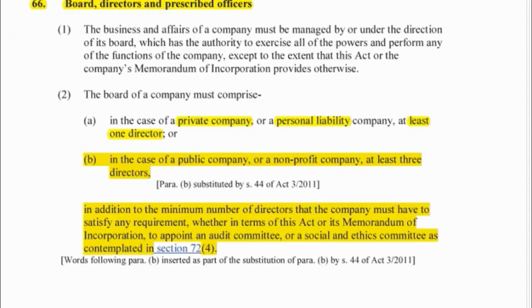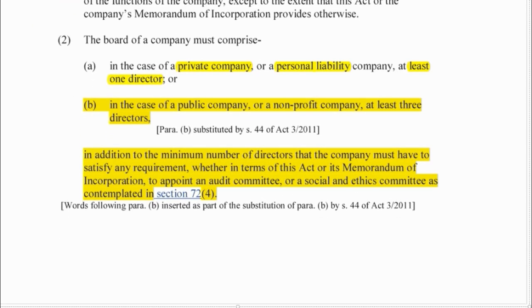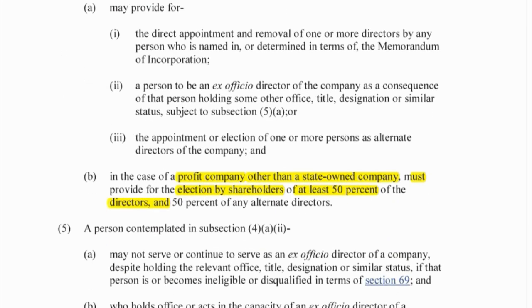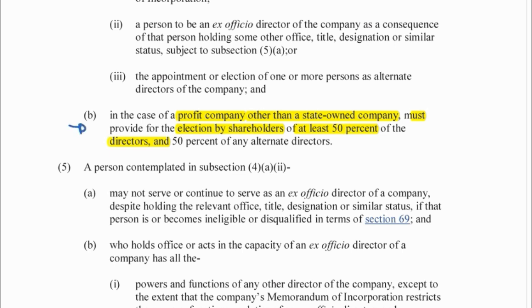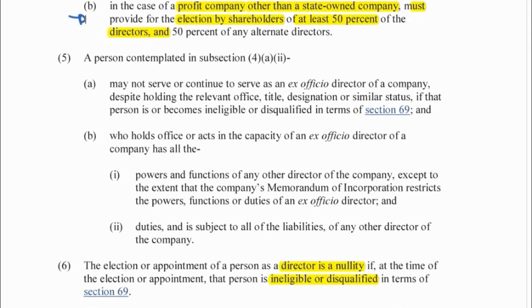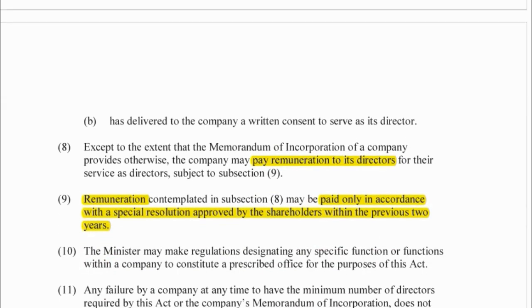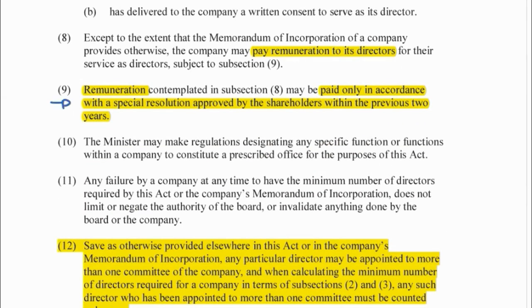Okay, quickly, 66. You can see it actually tells you 1 for private, 3 for public or non-profit. Okay, and then it talks about how for profit companies, at least 50% of the directors should be elected by shareholders, but ultimately, guys, we'll see now that all directors should be appointed by shareholders, and their remuneration is authorized by a special resolution.